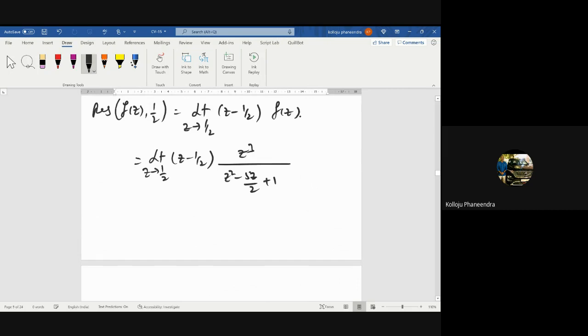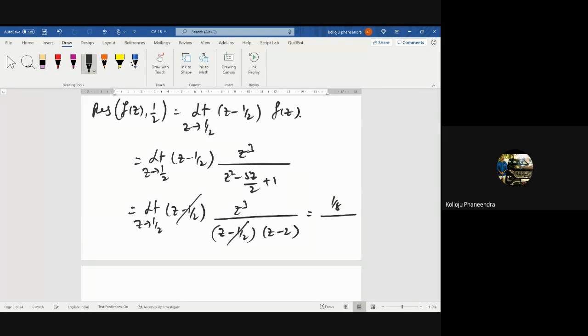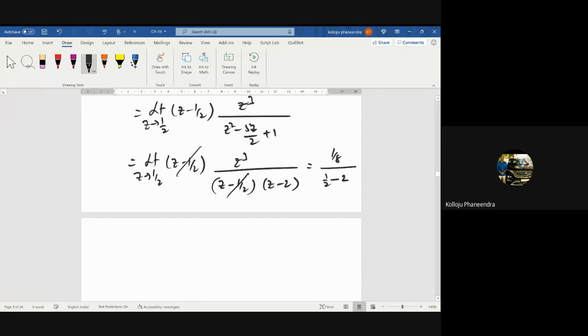And what is this? I can factorize this because I know the roots. For that purpose only, I am taking z square coefficient as 1 to write like this: z minus 1 by 2, z minus 2. Now these two get cancelled. 1 by 2 cubed means 1 by 8, and this is 1 by 2 minus 2. Done. So this is 1 by 8, 1 minus 4 by 2. So 1 by, 2 fours are 12, minus 1 by 12.